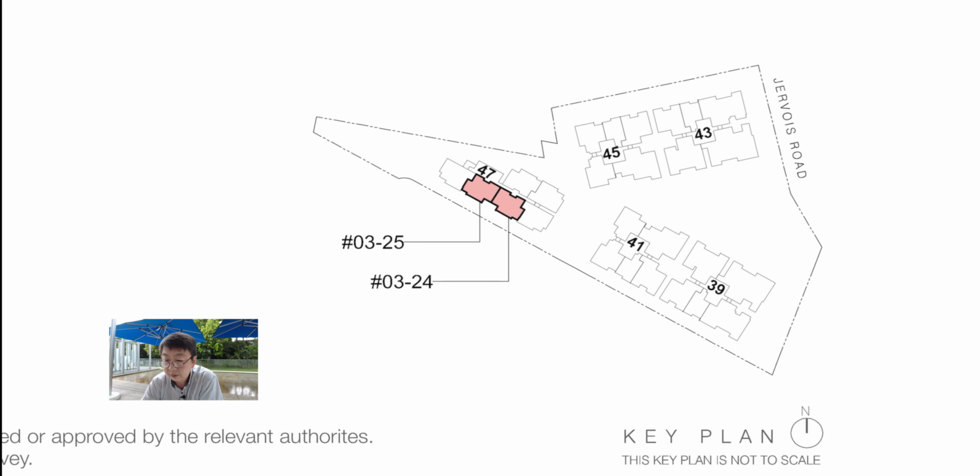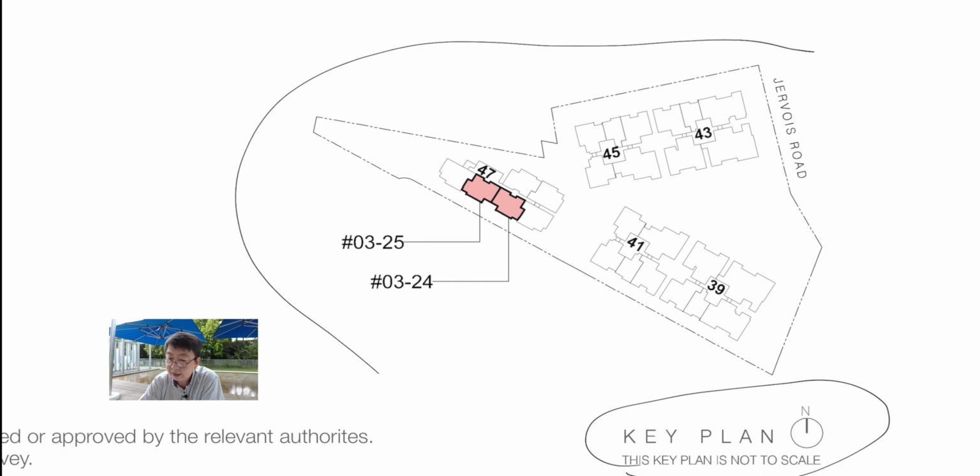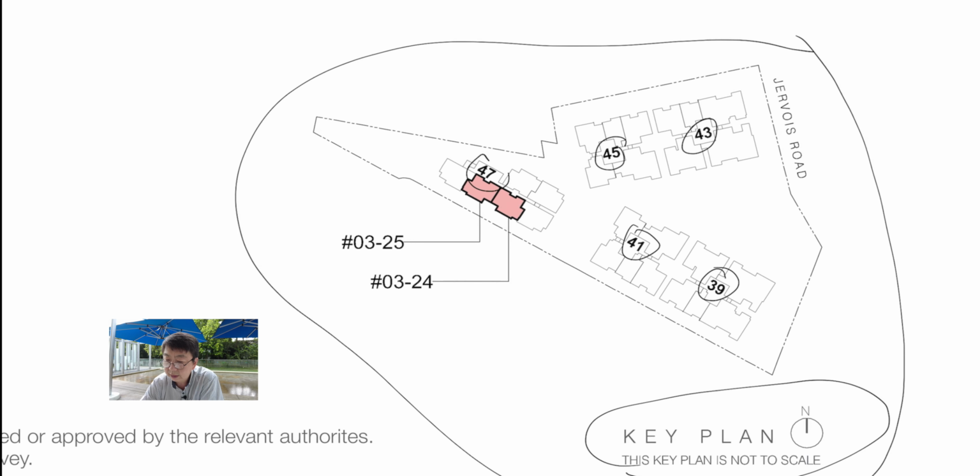For example, for this portion, this is what we call the key plan or the site plan itself. Okay, this whole thing, right? So this denotes the block number. These are the block numbers itself. Okay, and then this represents the unique number of the unit itself. This is 24. This is 24 itself. This is 25. All right.